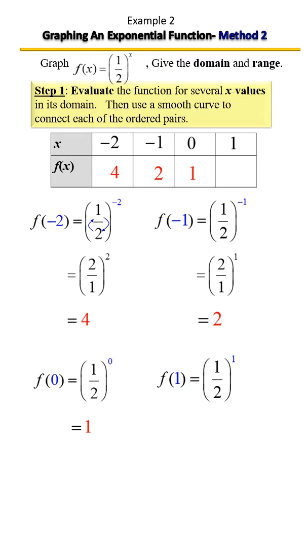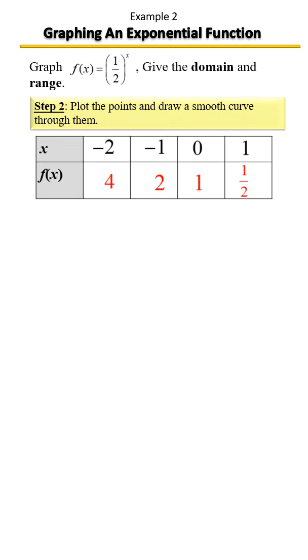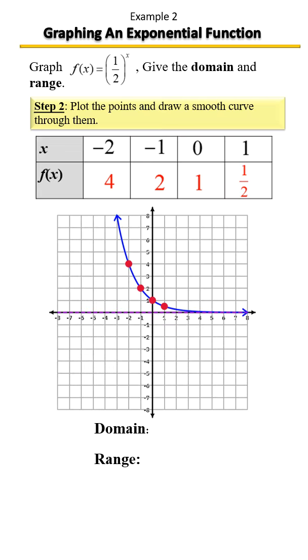Lastly, we're going to plug in a 1. When we plug in a 1, that's not going to change the value of it. Our output is 1/2. And now that we have 4 ordered pairs, it's time to plot these points on the rectangular coordinate system. So after plotting these points and drawing a smooth curve through them, our graph is going to look like so.